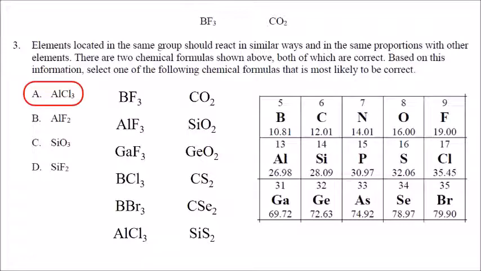The problem with B is that there's not a 1:3 ratio between aluminum and fluorine. The problem with C is that there is not a 1:2 ratio between silicon and oxygen. And the problem with D is that they've substituted fluorine for oxygen, but those are not located in the same family. Again, correct answer is A.